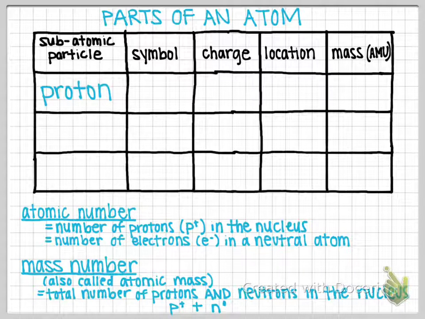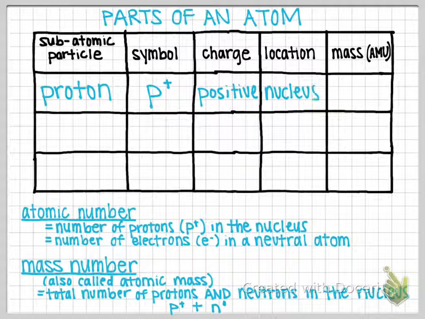The symbol for a proton is a P with a little plus sign, and that plus sign symbolizes its charge, which is positive. The proton is located in the nucleus. And the mass of a proton is approximately 1 AMU. AMU stands for atomic mass unit, which is kind of like saying we're measuring in grams. But since these are so tiny, we couldn't use grams, so it's measured in atomic mass units.